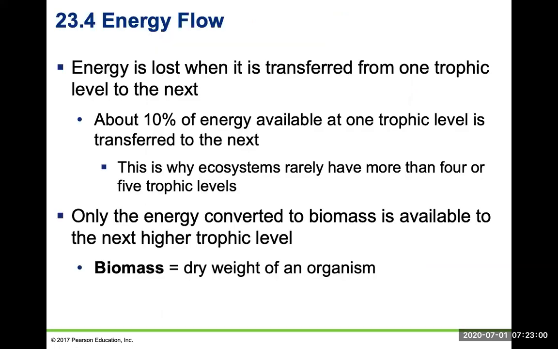Energy is lost when it's transferred from one trophic level to the next. This just means that about 10% of energy available at one trophic level is transferred to the next. And this is why ecosystems rarely have more than 4 or 5 trophic levels, because energy is lost. Only the energy converted to biomass is available to the next higher trophic level. And biomass is the dry weight of an organism.